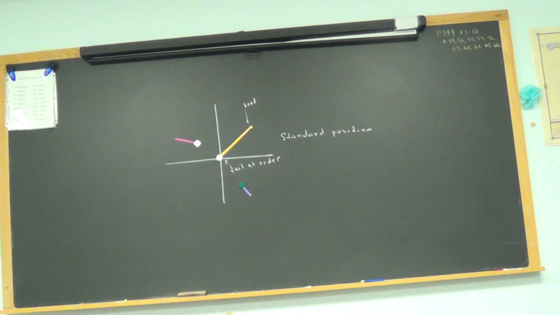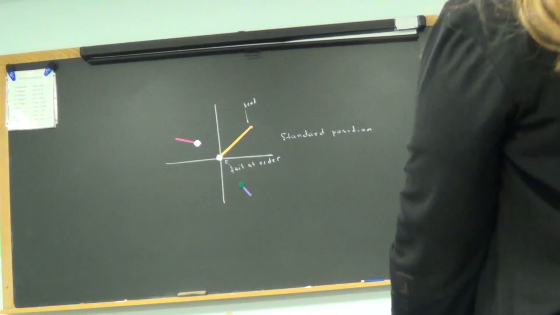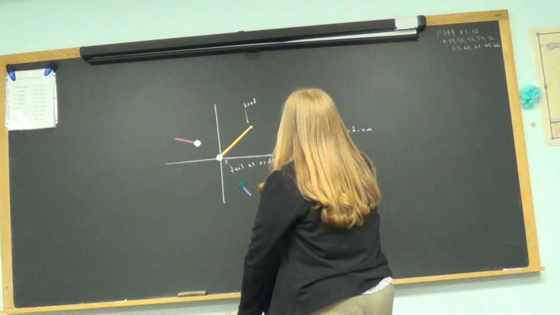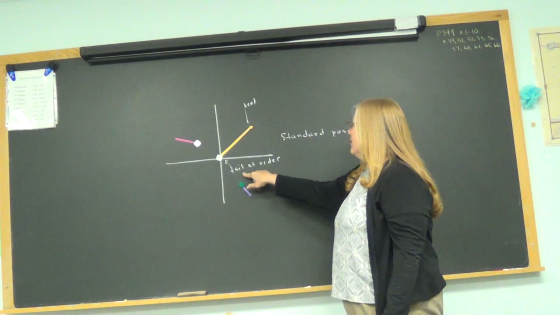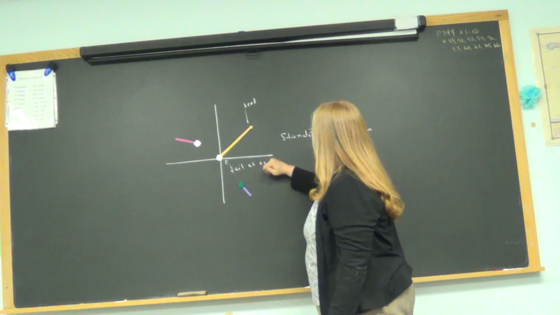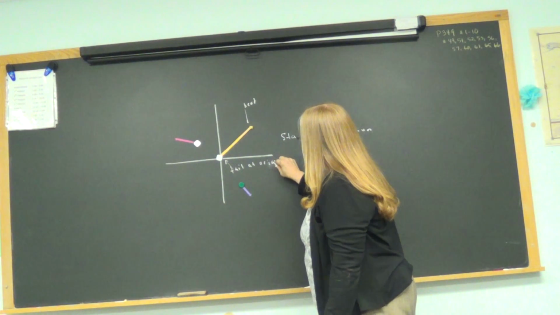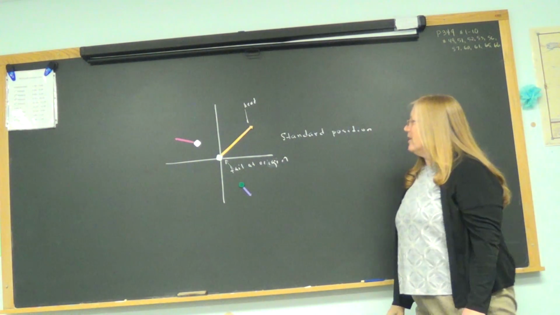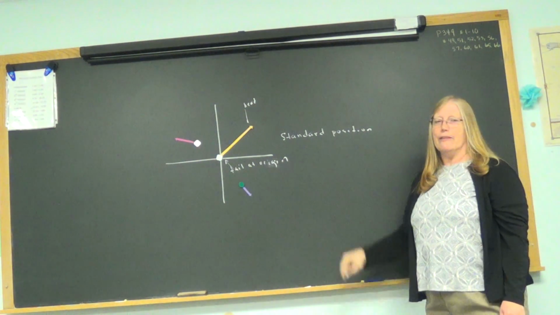Standard position. Right. It has to touch the origin. So the vector has to touch it. The tail of the vector has to be on the origin. No space between it. All right, so here's the head and here's the tail. And that's at the origin. Where did that word come from? Origin. Tail at origin, it's in standard position if it is.